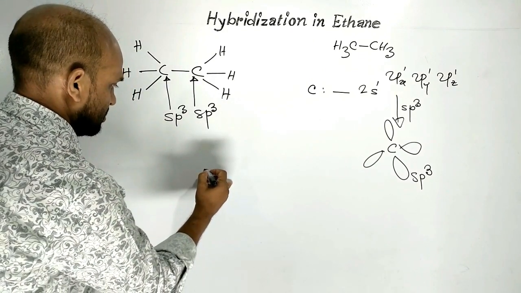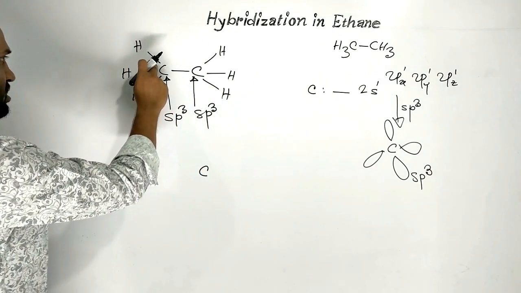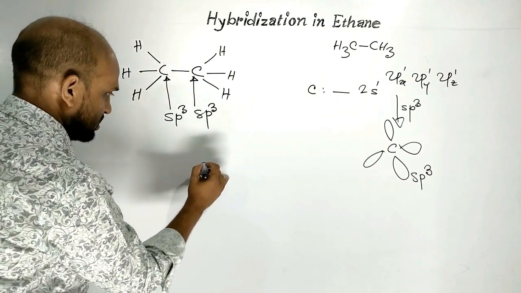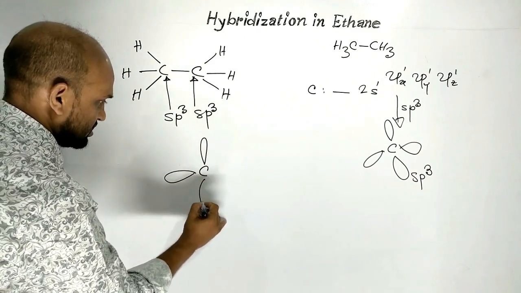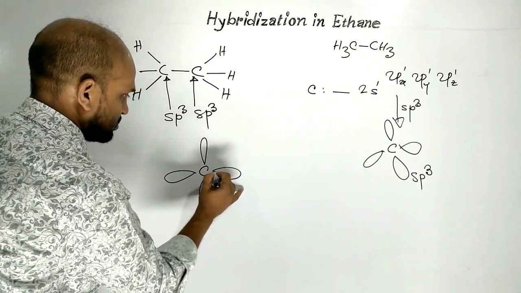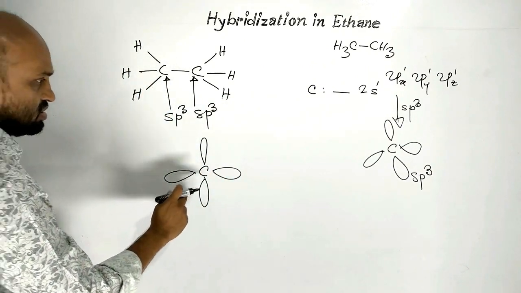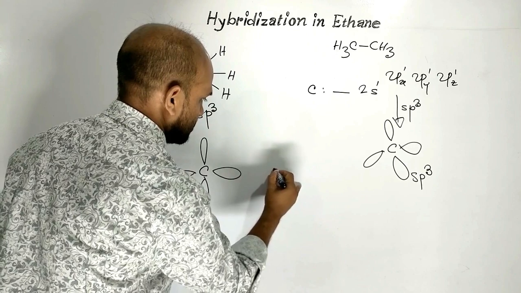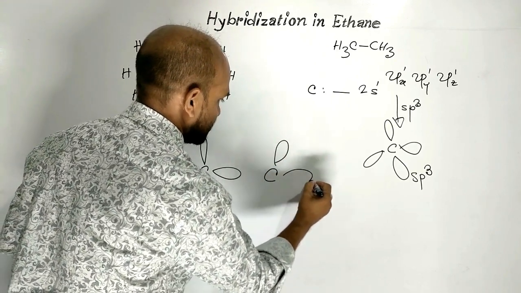So we can draw in this way. This is the carbon, sp3 hybridization. So the orbital structure of this carbon is like this. Similarly, this carbon is sp3 hybridized.